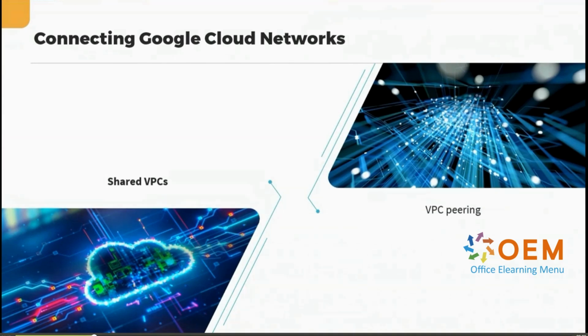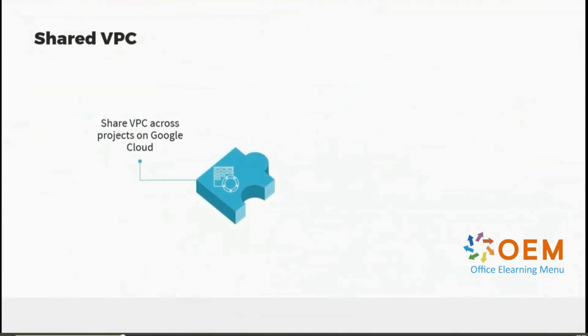Let's start with the shared VPC. This is a feature which allows multiple projects within the same organization to share a VPC network. This setup can centralize the management and security administration of the network, and it allows for consistent configuration and better resource utilization across projects. By using a shared VPC, the different projects can securely communicate with each other while also benefiting from the unified network infra.